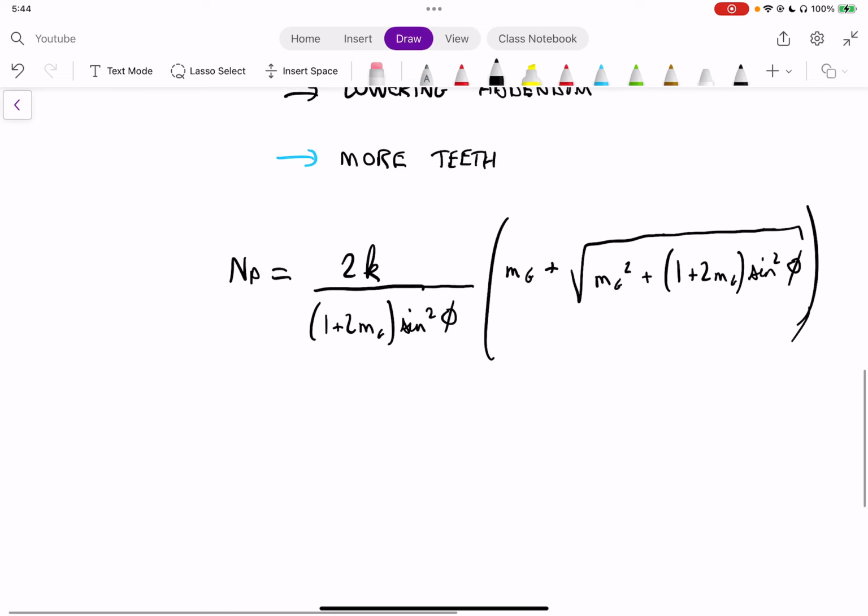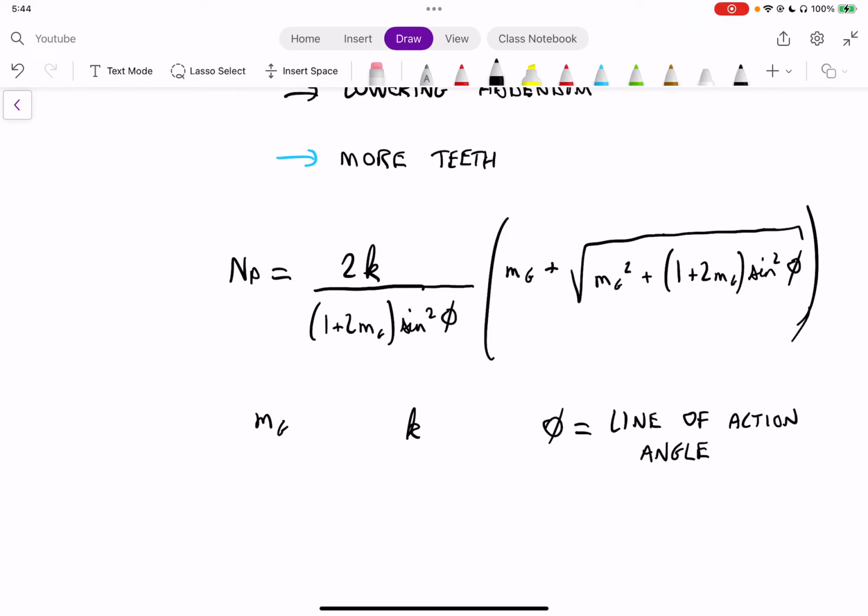So three things that we need to know from this. We need to know what m sub g means. We also need to know what k means, what phi means. We already have defined phi, but I'll redefine it really quickly. It's the line of action angle, or the pressure line angle. Typically, this is 14.5, 20, or 25, as previously mentioned.